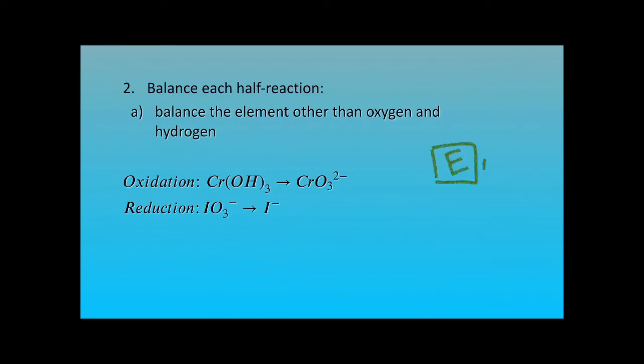Next, the letter E means element. We need to balance elements other than hydrogen and oxygen. In oxidation reaction, there is 1 chromium on the left side and 1 chromium on the right side. While in reduction, there is 1 iodine on the left side and 1 iodine on the right side. Hence, the elements are already balanced for both oxidation and reduction equation.